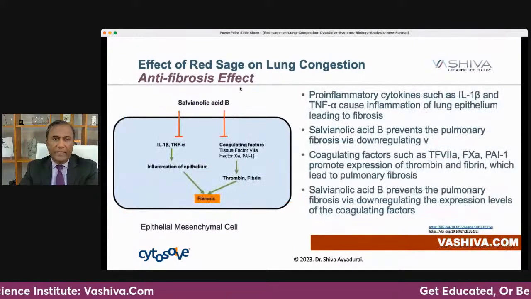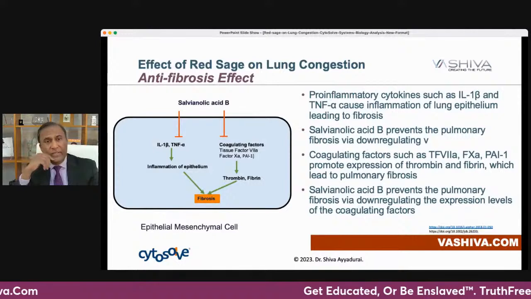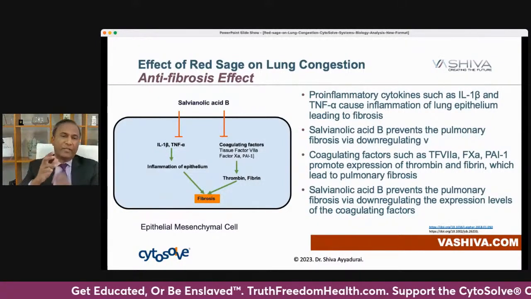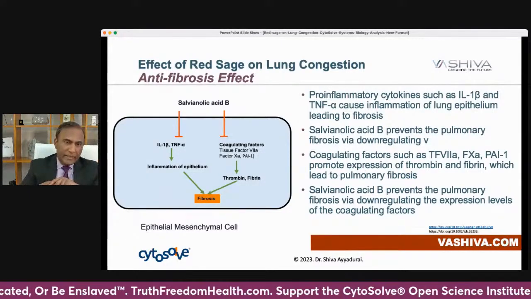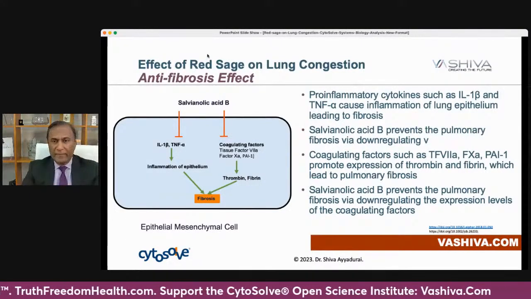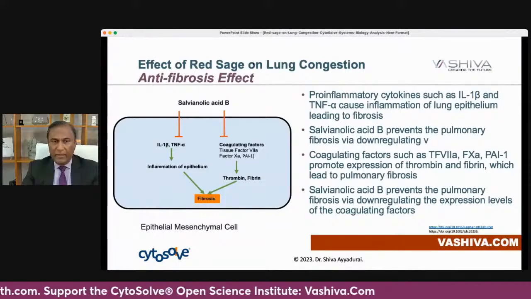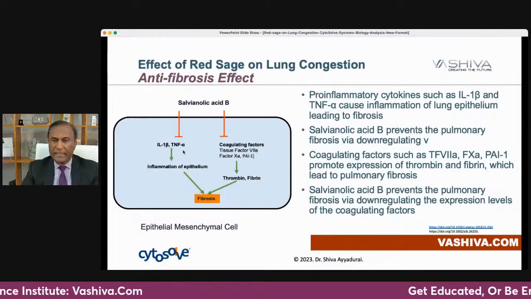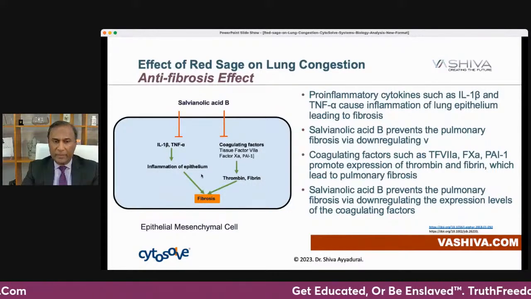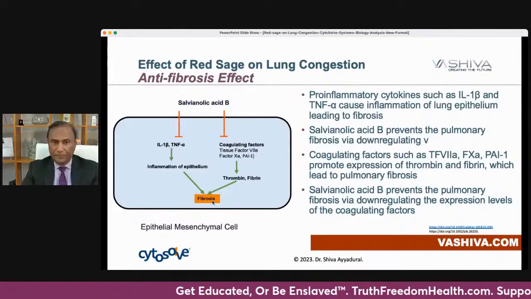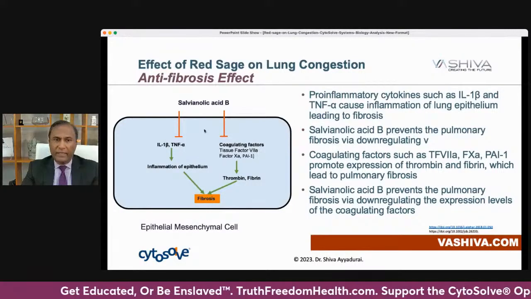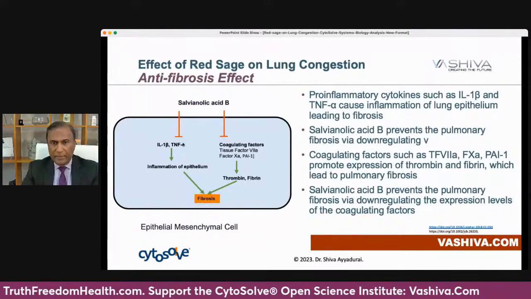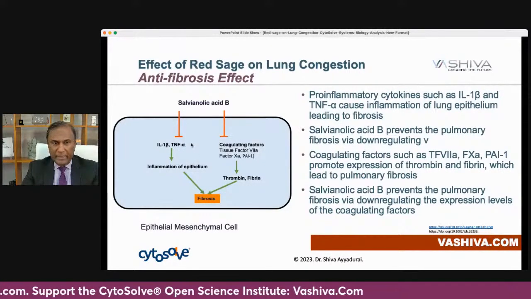Very cool. The next thing is, you can also see there's another chemical in red sage which stops fibrosis. Okay, had I known about this years ago, I would have given this to my mom. But salvianolic acid B also affects this. So if you look over here, there are pro-inflammatory cytokines, your IL-1 beta and TNF alpha, which cause inflammation of the epithelium, leading to fibrosis. Okay. Now, salvianolic acid B, which is another component of red sage, one of those molecules, prevents the pulmonary fibrosis by downregulating these two things.